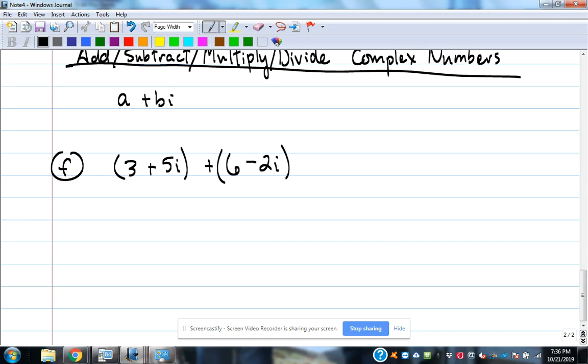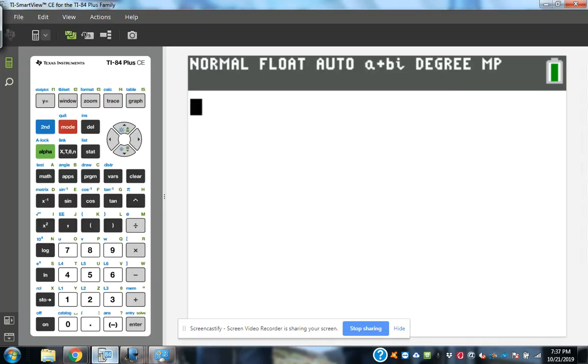So I could do this by hand. I could say 3 plus 6 is 9. 5i minus 2i would be plus 3i. That's correct. That's the right way to do that. Your calculator can do it as well. I usually don't do addition and subtraction in the calculator just because it takes me longer to type it in than it would have to do the problem. But I want to show you that it will do it.